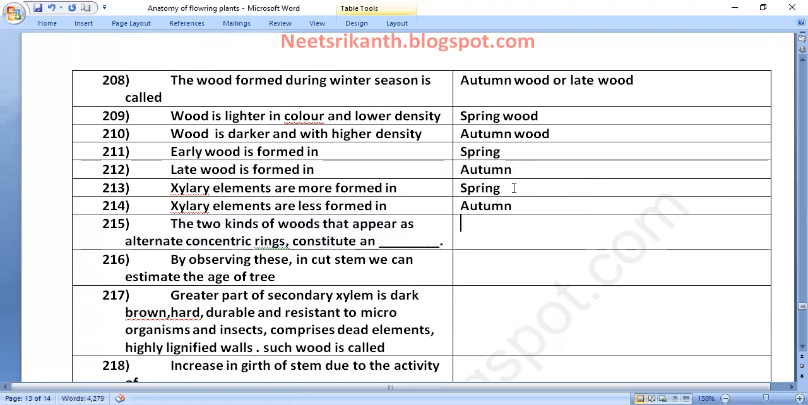The two kinds of woods that appear as concentric rings constitute an annual ring. By observing this in a cut stem, we can estimate the age of a tree by its annual rings.